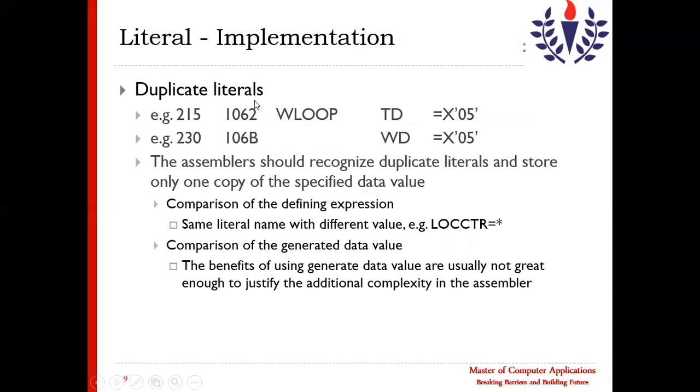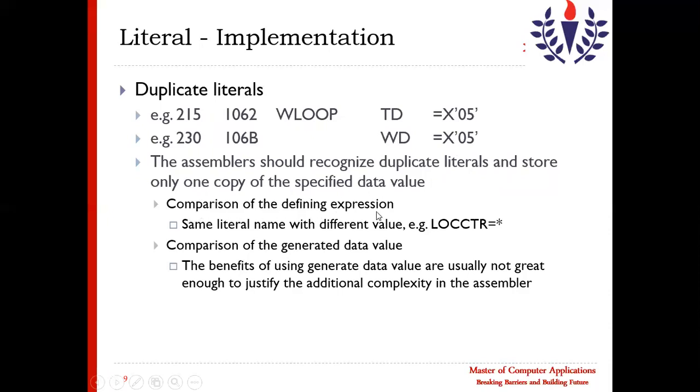Now, duplicate literals. It is the assembler's responsibility to recognize that two literals should not be the same. Like in this statement, two literals are here having 0505 with X as a constant operand. So the assembler should recognize duplicate literals and store only one copy of the specified data type. If two such literals come at the same time, it is the responsibility of the assembler.